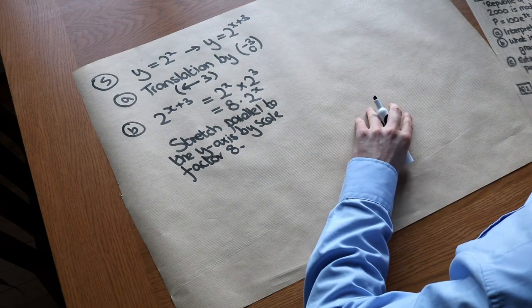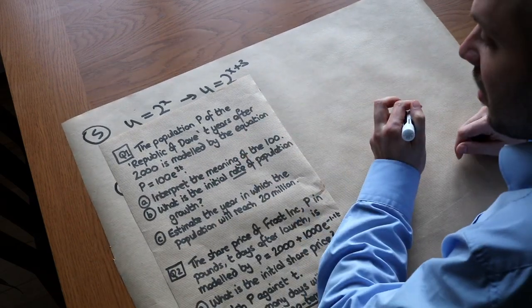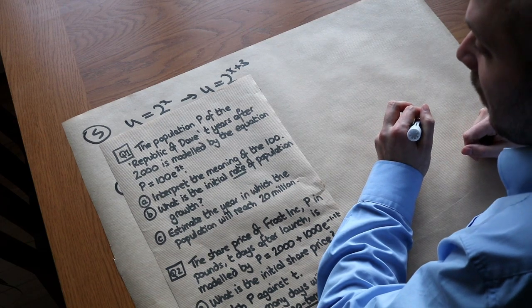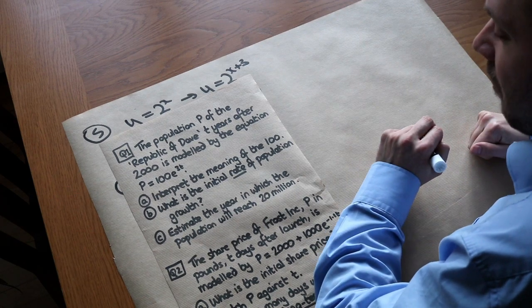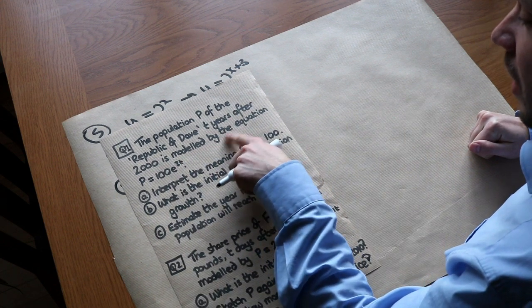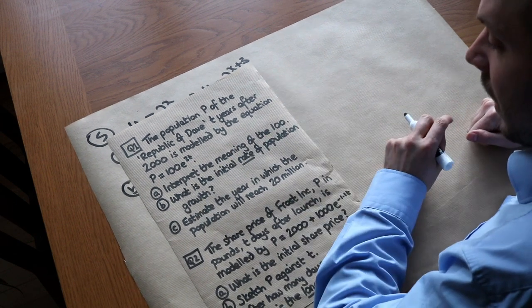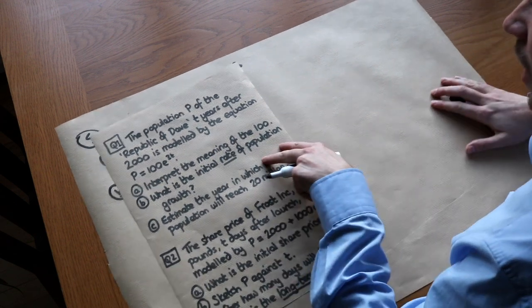Now to finish off with, we're going to do some exponential modelling using these graphs. So let's read these questions. The population P of the Republic of Dave, well done if you've managed to get that very obscure reference, T years after 2000 is modelled by the equation P is equal to 100 times e to the 3t. Interpret the meaning of the 100.